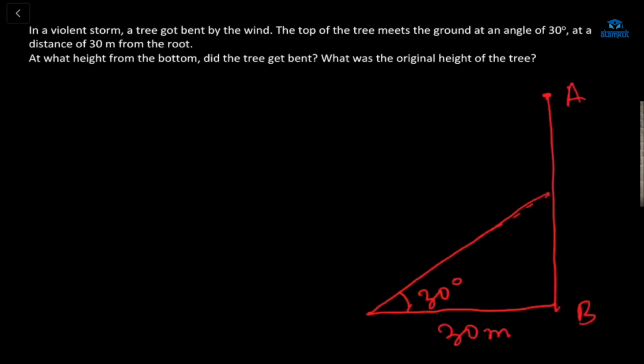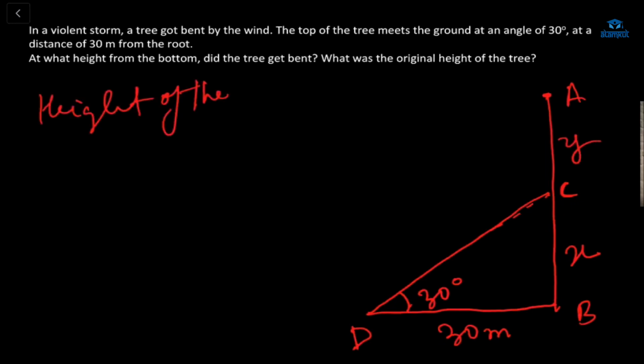Now you can mark here as C, here as D. So this BC you can take as X, and this I'm taking as Y. So the height of the tree is AB, which is equal to X plus Y. Now what you have to tell me is, at what height from the bottom did the tree get bent? It is asking you two things. You have to tell from where it got bent, so from the ground level. That means you have to calculate the DC value also, and what was the original height of the tree. So you have to calculate X and Y also.